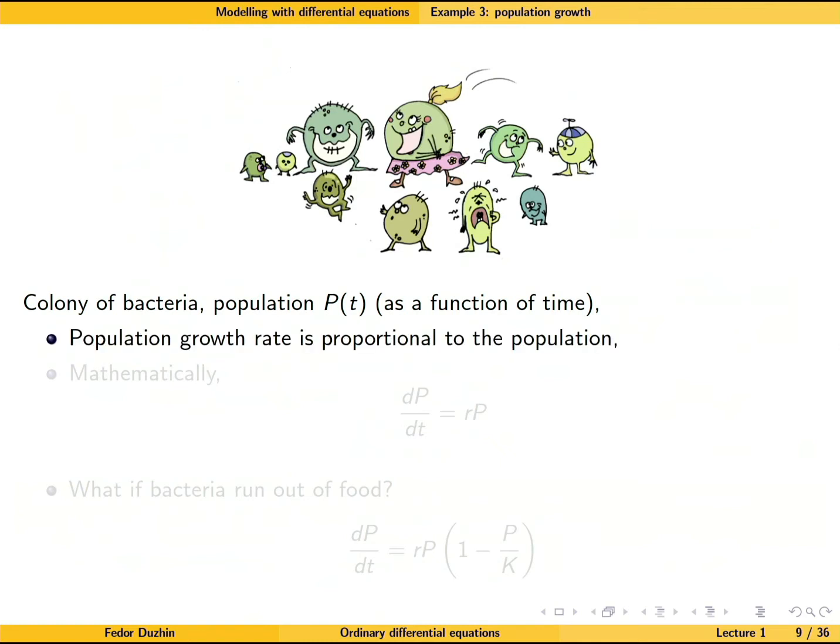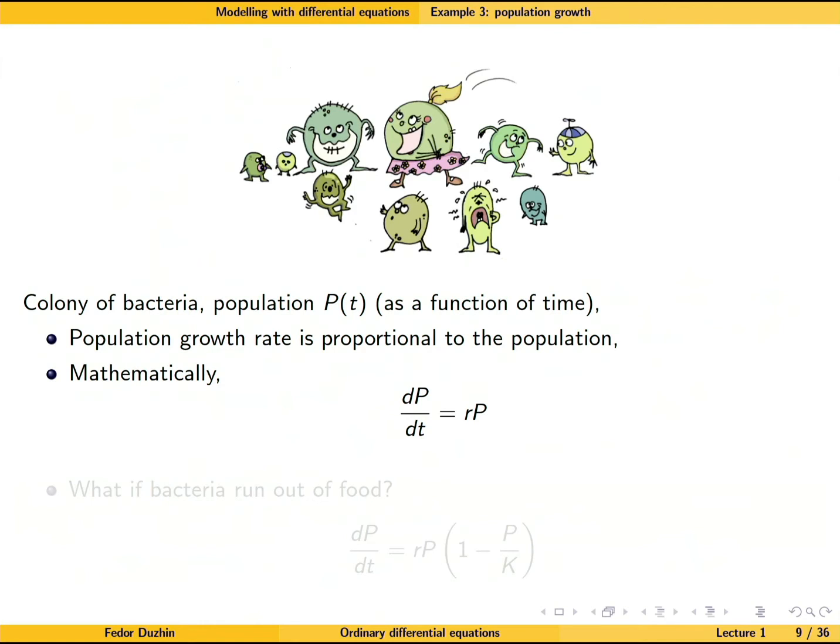Well, and then I think it's quite clear that the more bacteria we have, the faster they multiply, and that the population growth rate is proportional to the population itself. Right? So the growth rate is the derivative of population with respect to time. So mathematically, we have this differential equation: the derivative of the unknown function equals some constant times the unknown function.